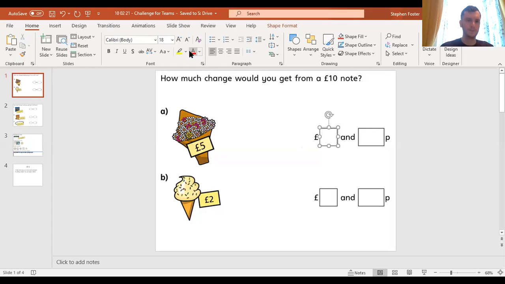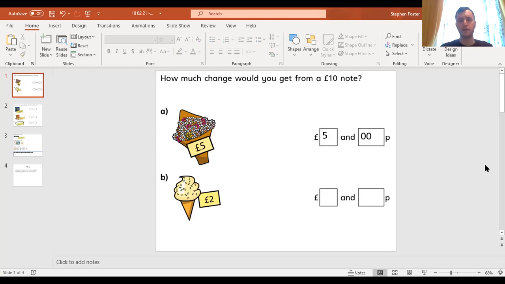If I have £10 and I spend £5, I'm going to get £5 change, because 10 take away 5 is equal to 5. And there's no pence involved in that, because there's no pence involved with the cost of the flowers. Next one, if I have £10 and I spend £2, it's simply going to be £10 take away £2, which I know is £8. And again, there is no pence involved. It's going to be £8 and 0 pence.